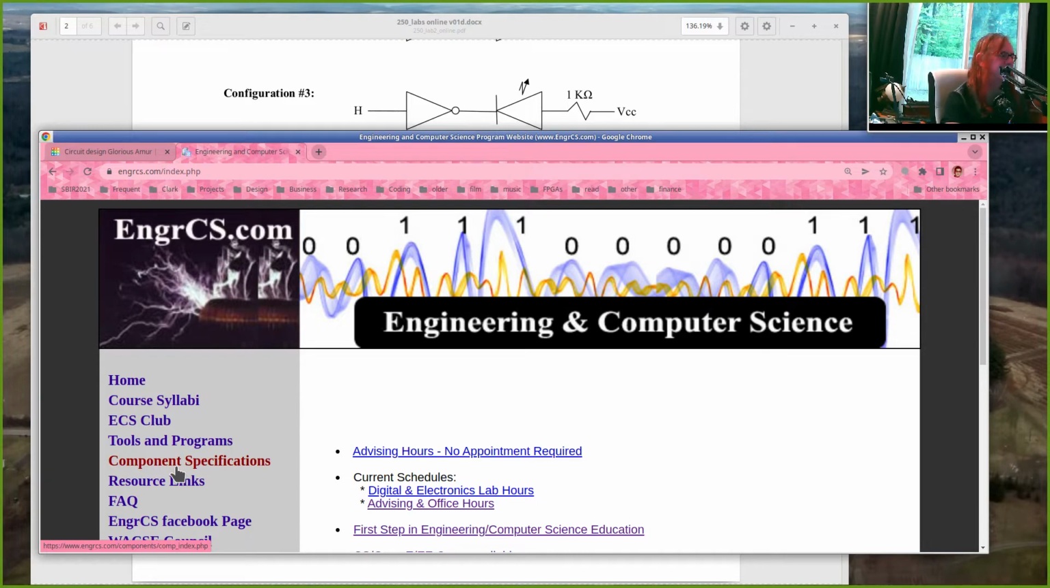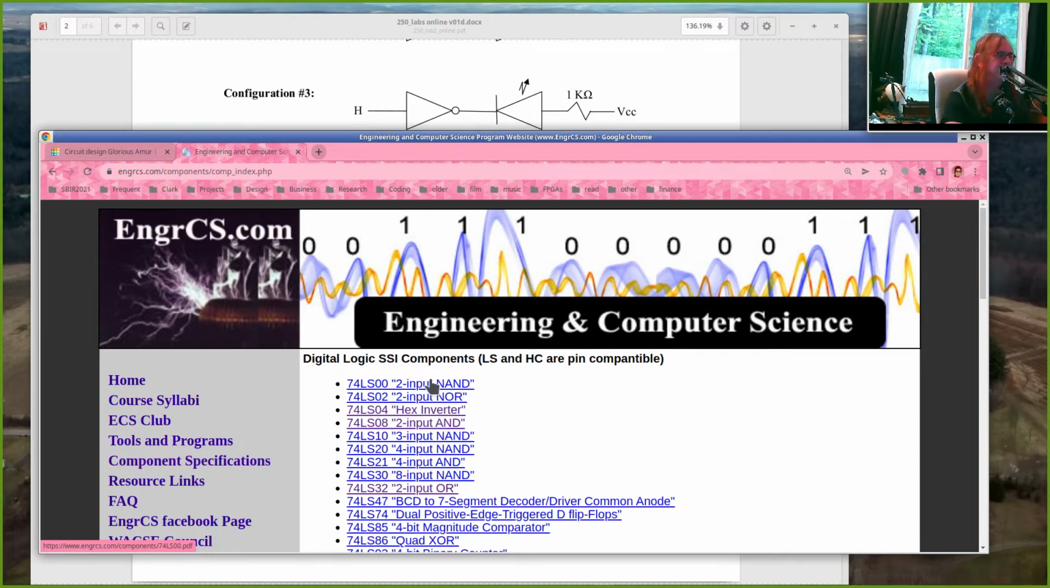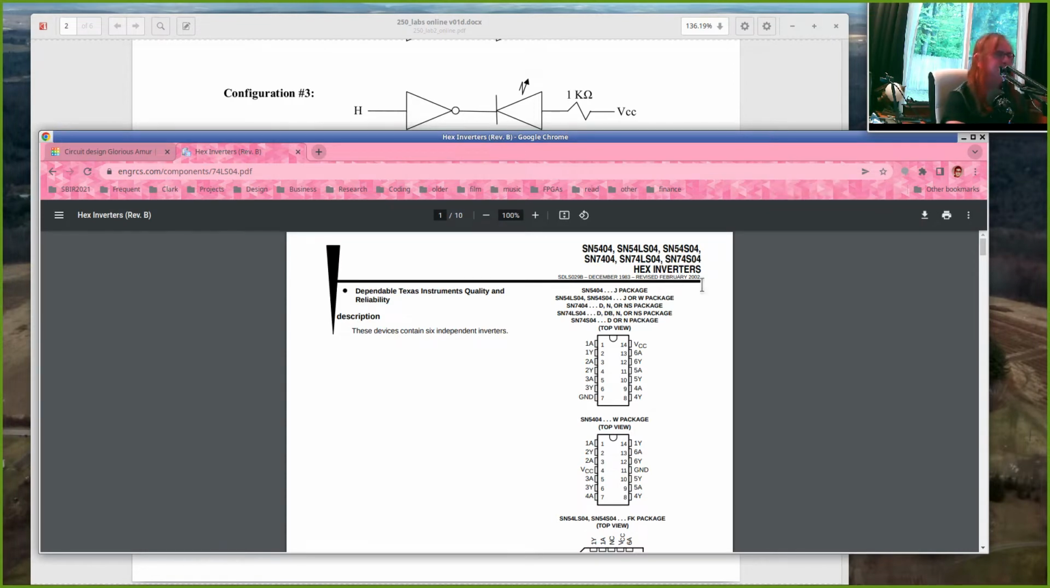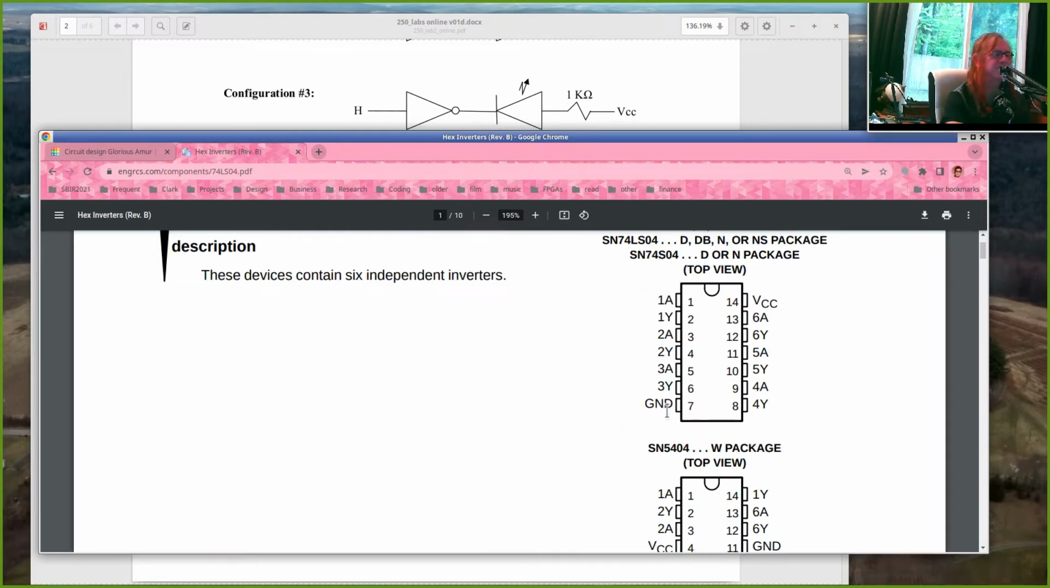So pull up the data sheet for that. And eventually these data sheets start to look all the same. And just about the time that they look the same, we'll throw a different one at you. But for now, 7404 looks like this picture right here. Pin 7 is labeled ground, 14 is VCC.